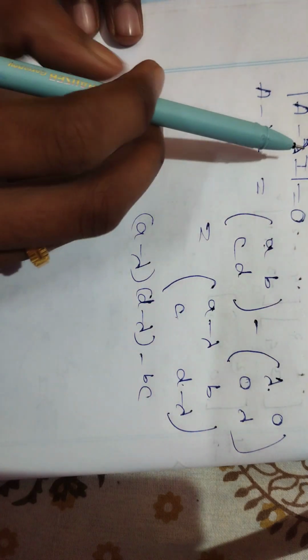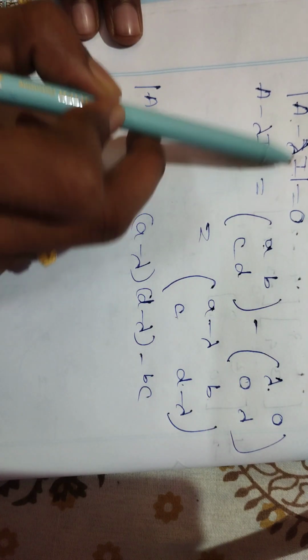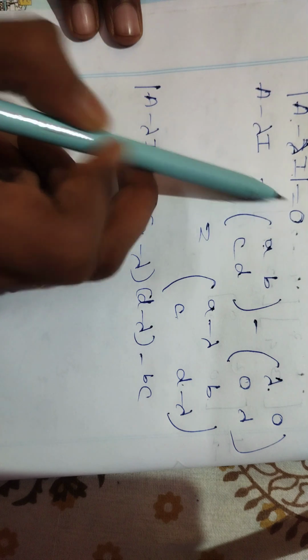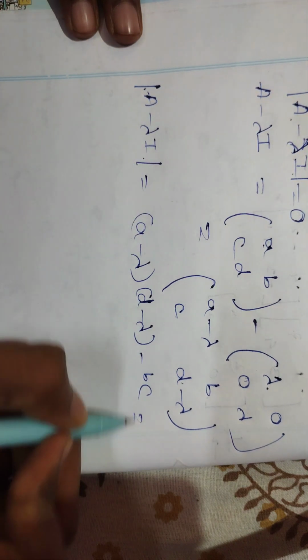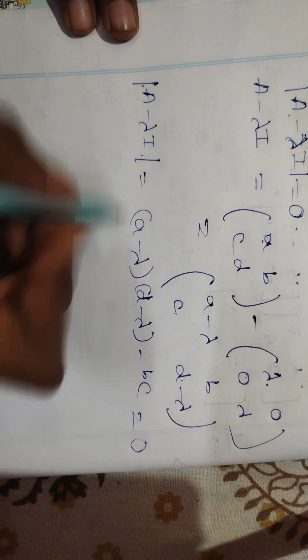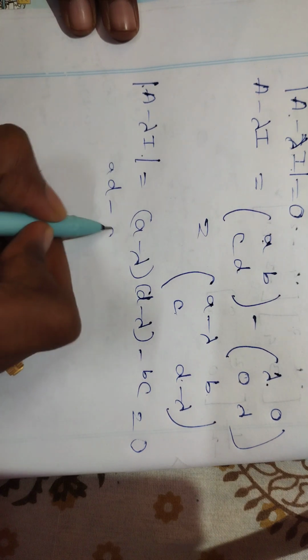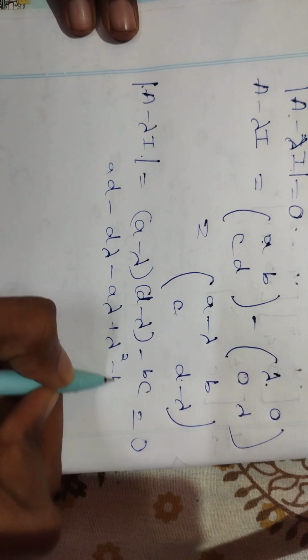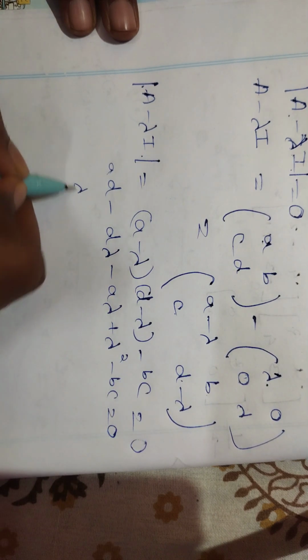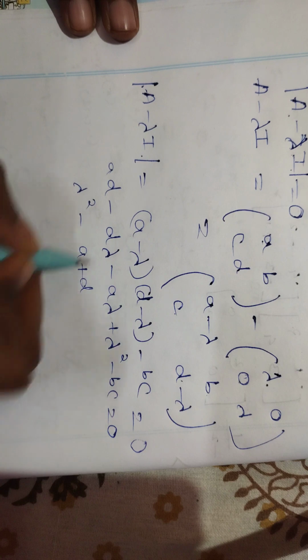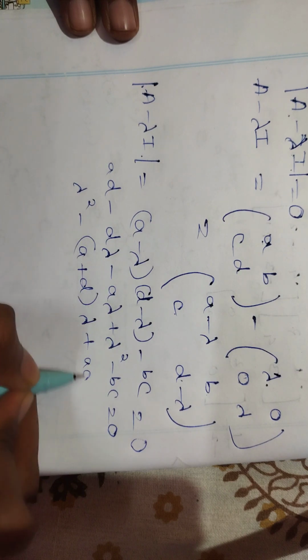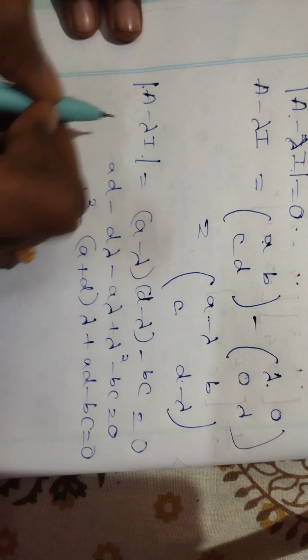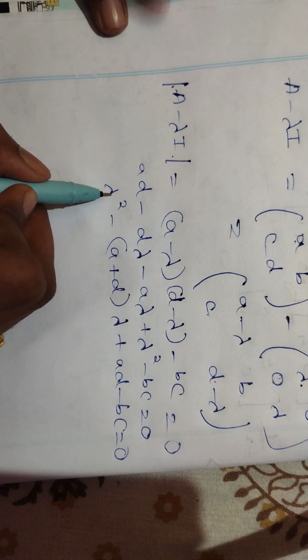So what is the characteristic equation? Determinant of A minus lambda I would be equal to 0. So ad minus d lambda minus a lambda plus lambda square minus bc equal to 0. So lambda square minus (a plus d) times lambda plus (ad minus bc) equal to 0. It is a quadratic equation in lambda.